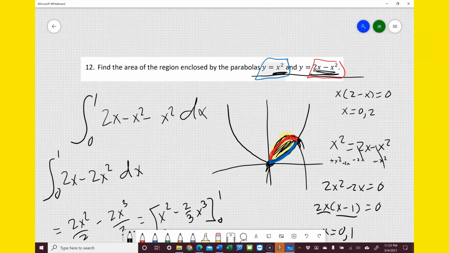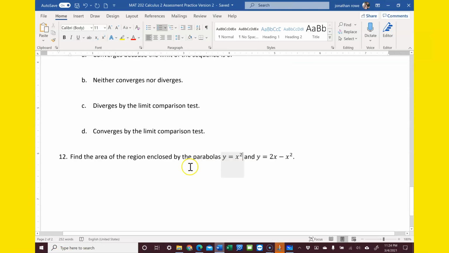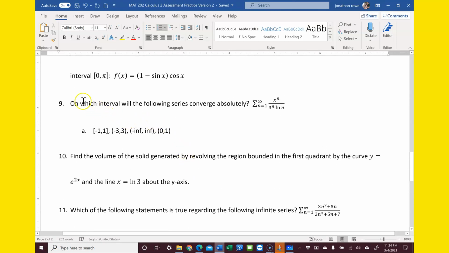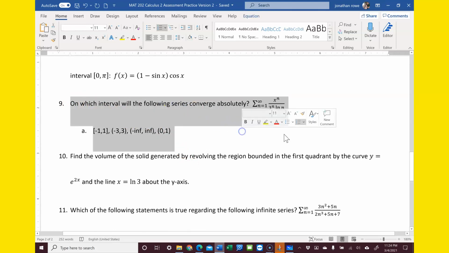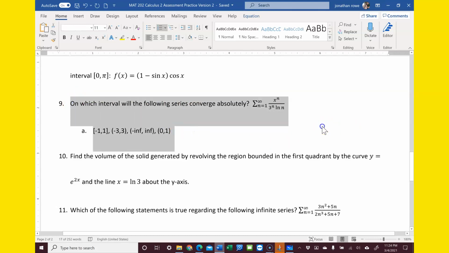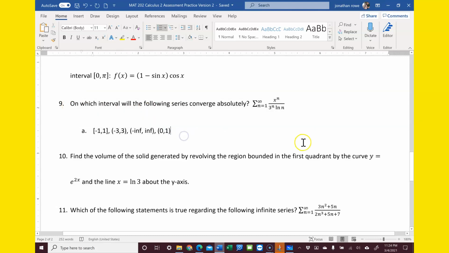And that covers all the problems. Do the best you can on this exam. Actually, I think there was one problem I didn't cover, and it was number 9. This problem about converging absolutely over what interval. That problem, I'm just not sure about. I will try to learn more about that problem, but at this point, I can't do it. I don't know it yet.